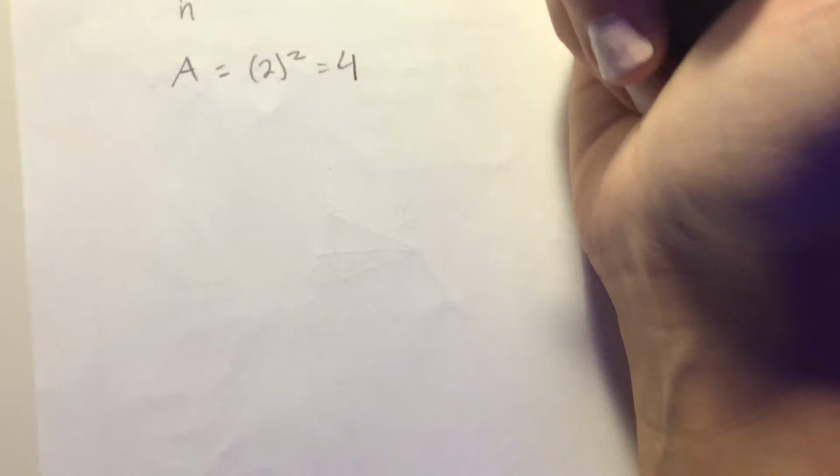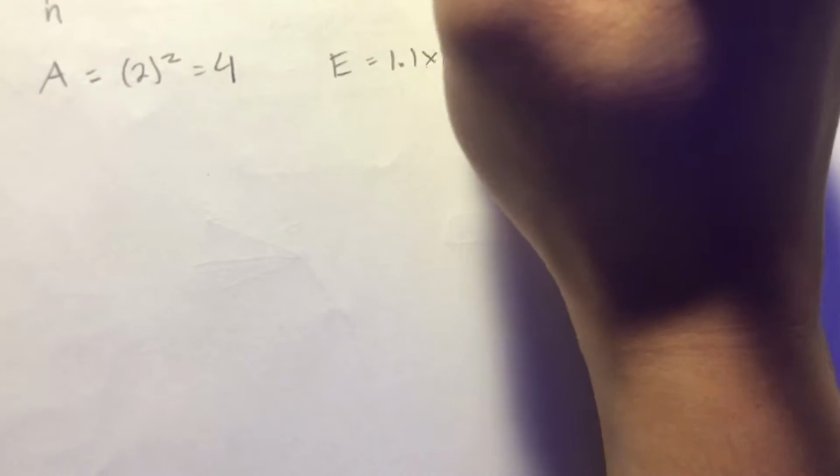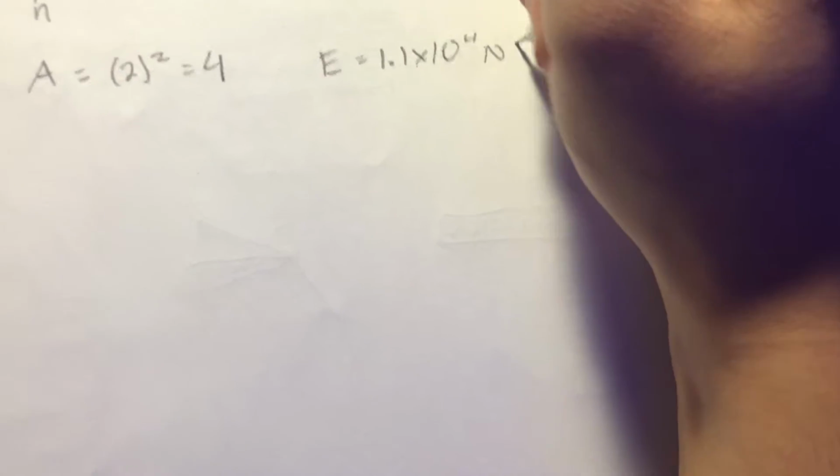So I'm going to start by calculating our area since it was given that it's a square. This is just the magnitude of our area vector. Since it was given that it's a square sheet with sides 2 meters, that's just going to be 2 squared, and that's going to be 4 for our area. Then I'm just going to copy down the magnitude of the electric field, because that was 1.1 times 10 to the 4th newtons per coulomb.